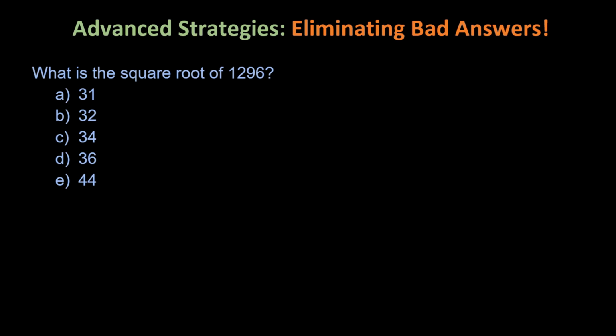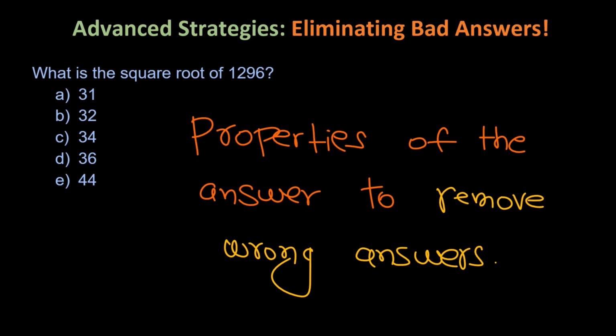In this video, we are not learning how to calculate the square root of 1296. Instead, we will be using the properties of the correct answer to remove wrong answers. And this can happen very quickly, okay?